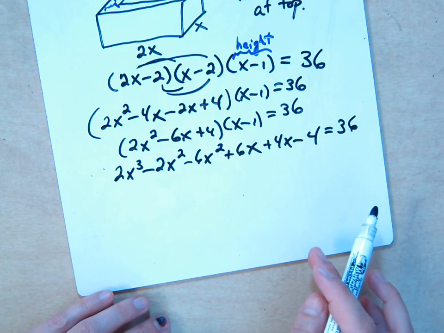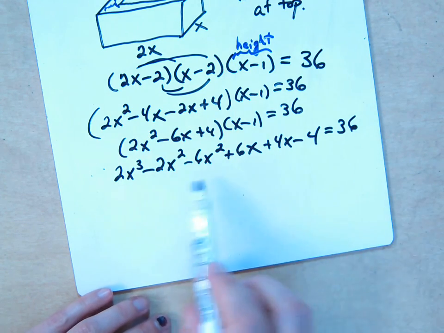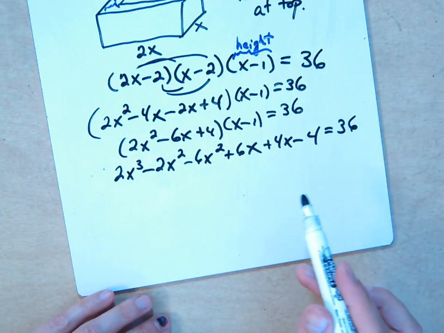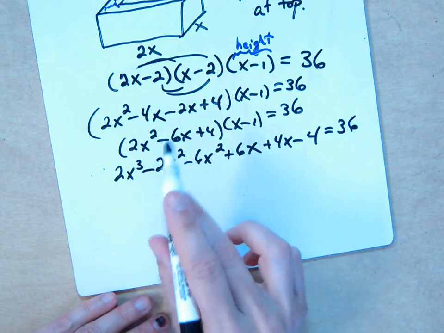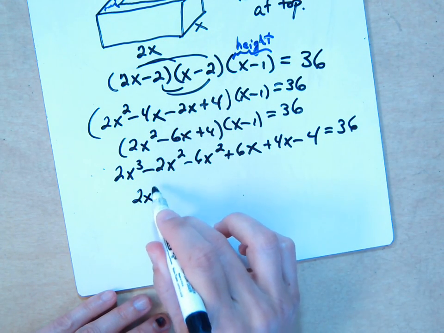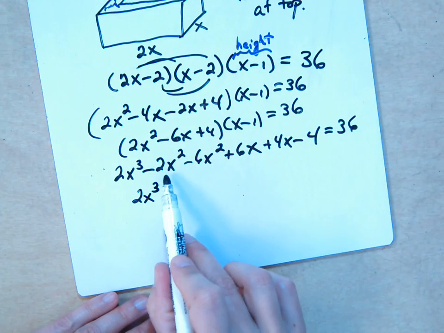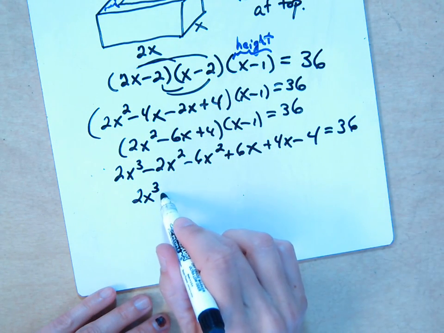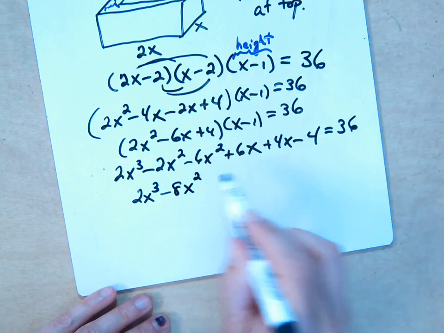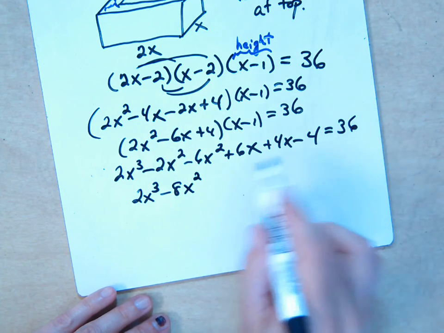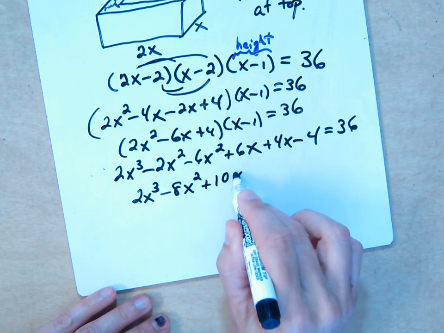Now you know why we have to practice combining like terms, because we need to simplify this side, otherwise it's too messy. So we only have one cubic term, so 2x cubed stays. We have negative 2x squared minus 6x squared is minus 8x squared. You have 6x plus 4x is 10x.